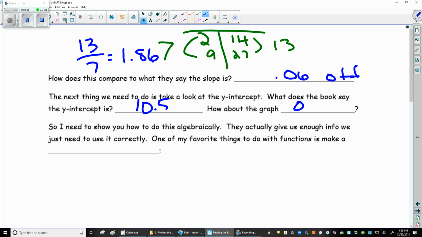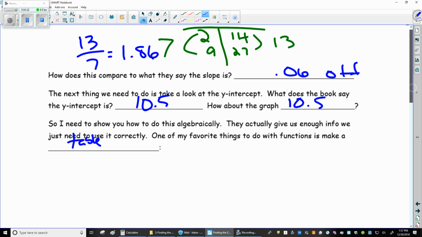So I'd say like 10.5 again. So I need to show you how to do this algebraically. They actually give us enough info where we just need to use it correctly. One of my favorite things to do with functions with these things is make a table. So in order to find the y-intercept, all I got to do is make a table.